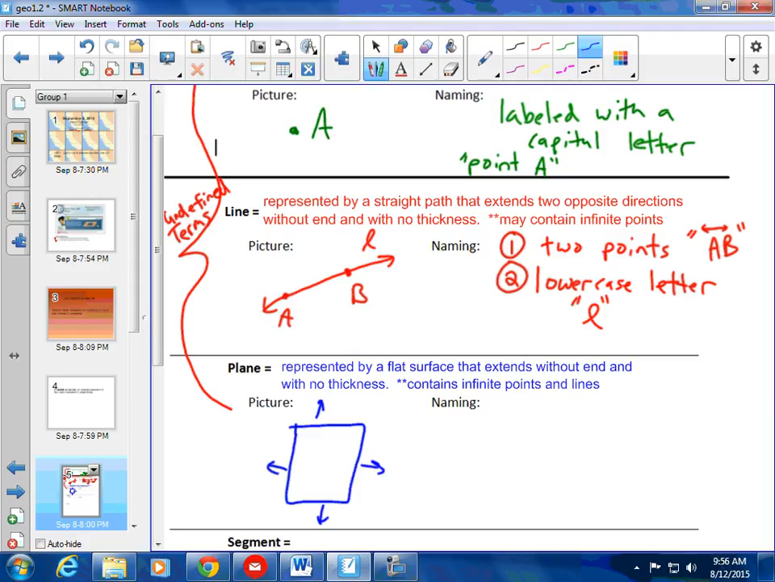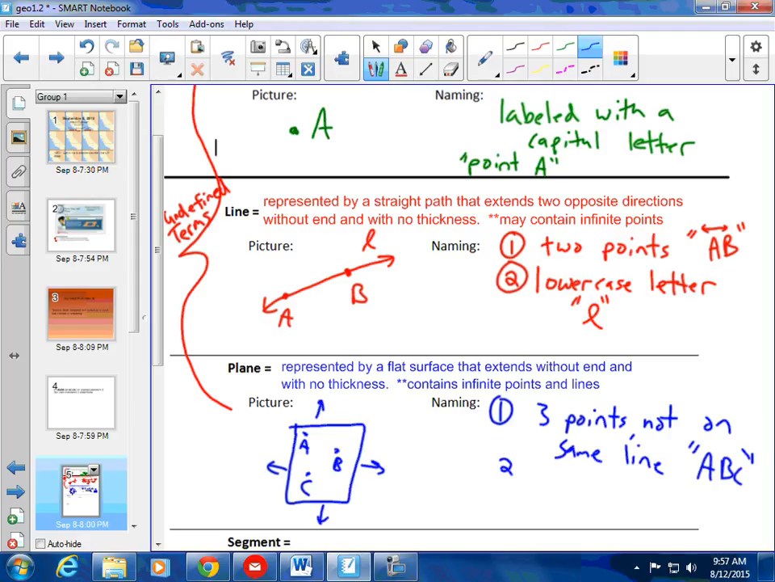So there's 2 ways of labeling a plane. One, you could have 3 points that are not on the same line. So we'll say the first way to name it is 3 points not on the same line, because then it's just a line, it's not a plane. Has to be 3 points not on the same line. So you can call this plane ABC.